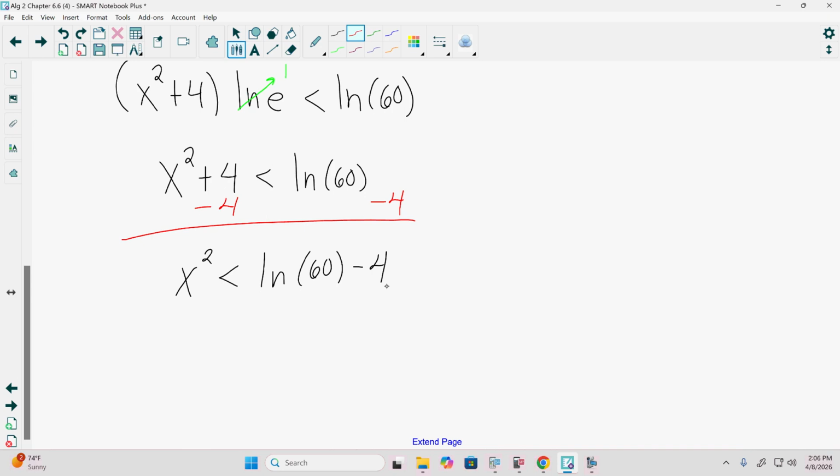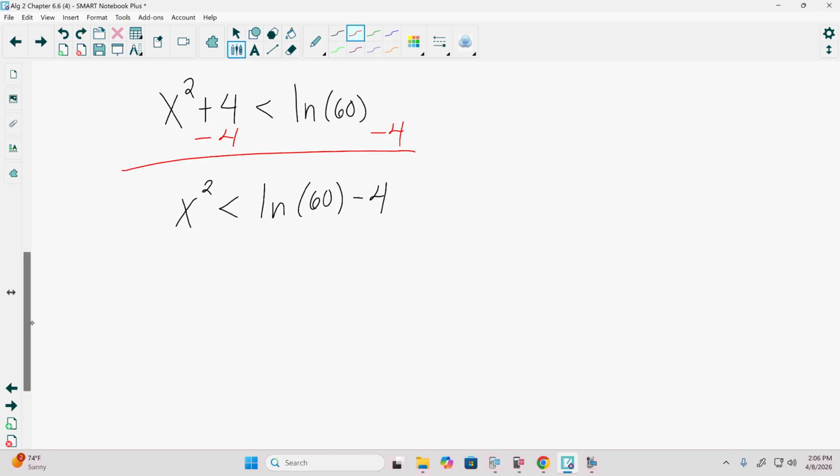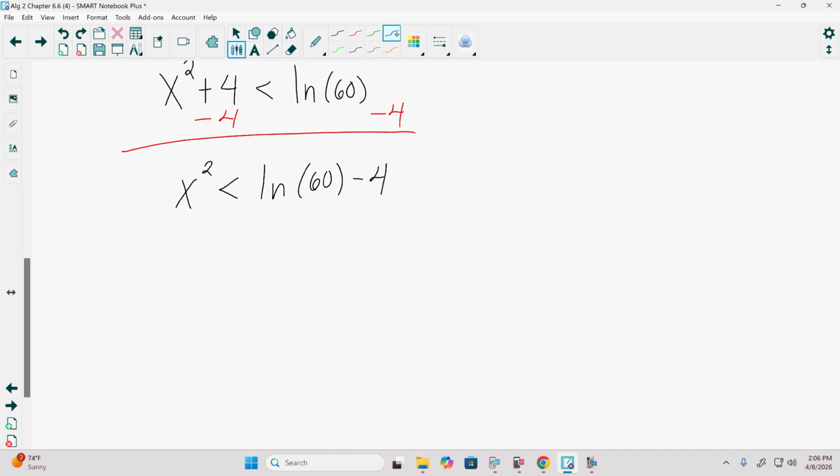But before we move on to the next step, any questions on how we got x squared by itself? You won't see one where we have to do this next step on the homework or on the test, but we're going to go on and look at it anyway. What would be our next step? We're going to have to square root both sides. Now, the square root of x squared is indeed x. And we would have the square root of the natural log of 60 minus 4.